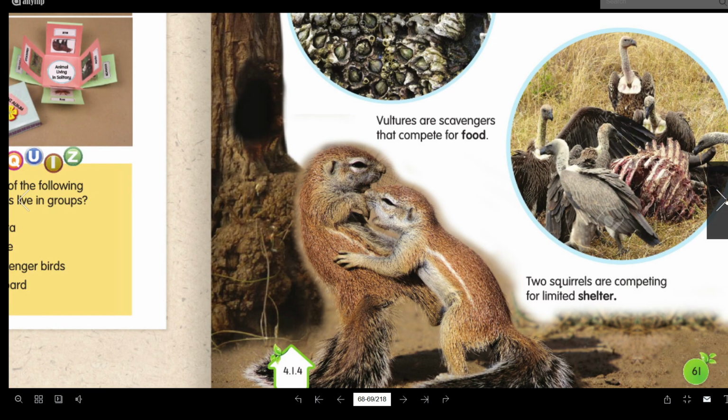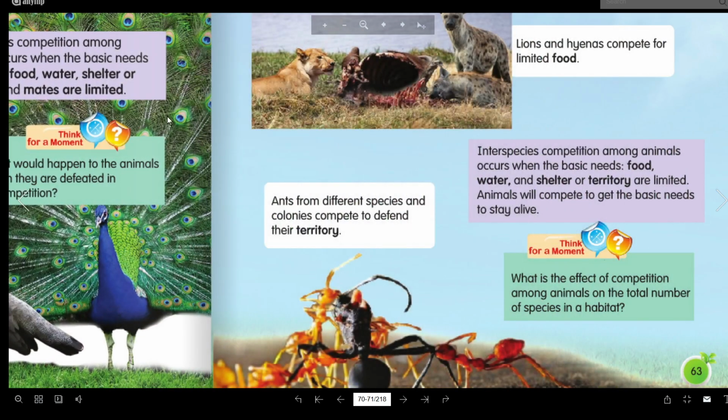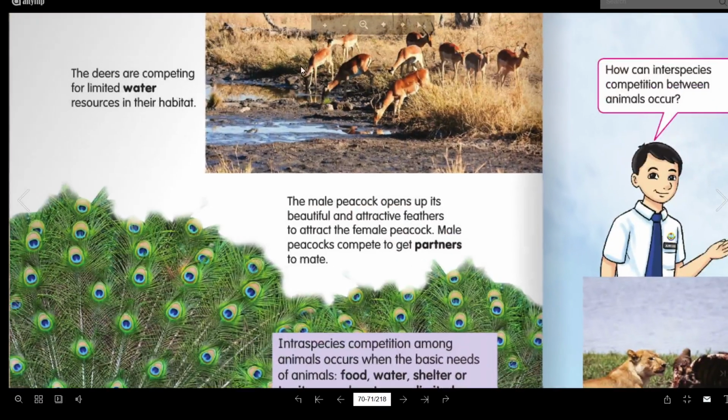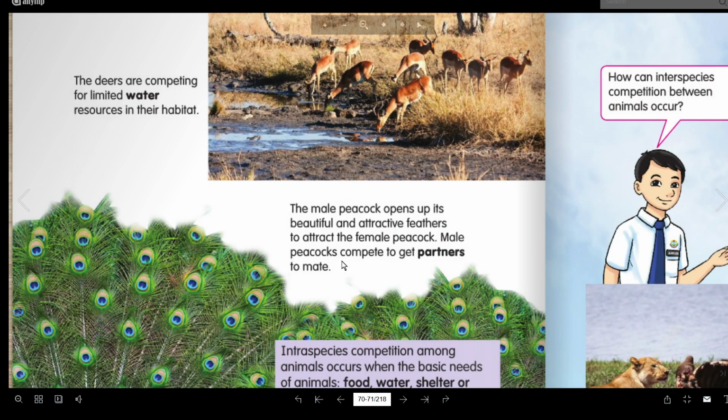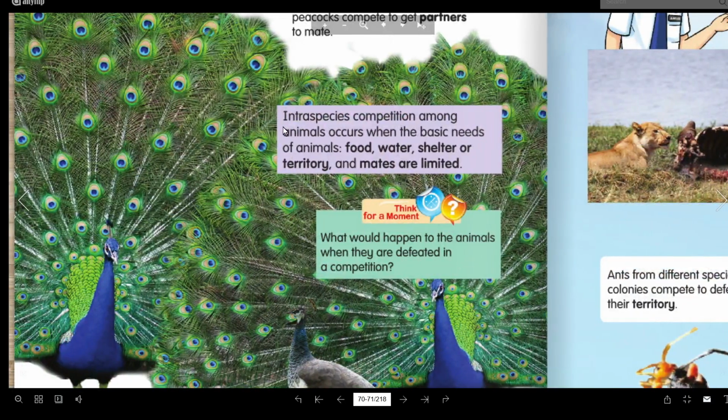Same species competition. So sometimes the same species can compete, sometimes different. Here, deer are competing for limited water in their habitat. Here you can see a male peacock opens up its beautiful and attractive feathers to attract a female peacock, and male peacocks compete to get a partner to mate. So intra-species competition among animals occurs when basic needs of animals, basic meaning food, water, shelter or territory, and mates, are limited.